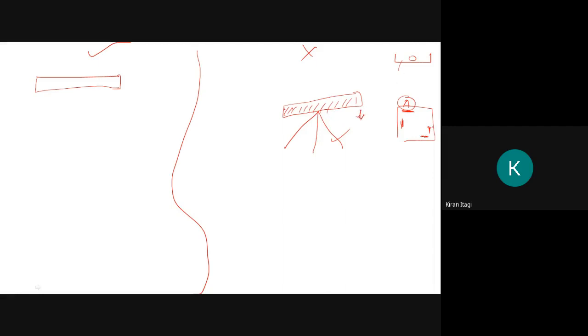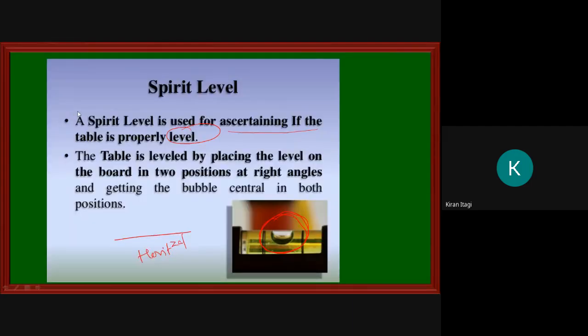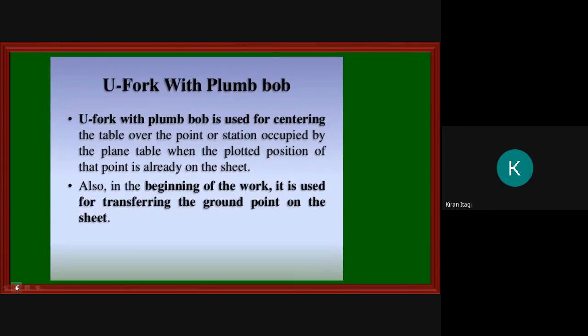Then again, you should check whether it is perfectly horizontal or not. Until the bubble comes to the center, you should go on adjusting the legs. At last, wherever you keep the level, at any corner, the bubble will always be at the center. This one we will call perfect leveling. Here you can see the spirit levels. The bubble will be at the center. You put with plumb bob.